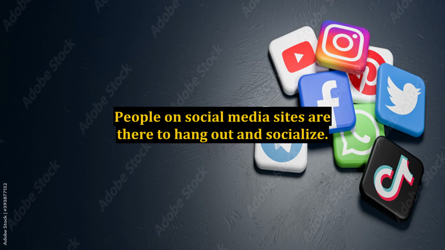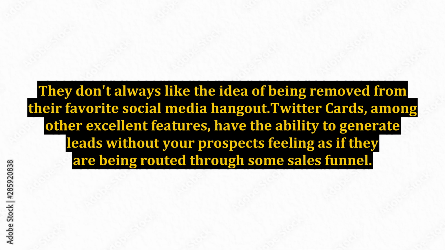People on social media sites are there to hang out and socialize. They don't always like the idea of being removed from their favorite social media hangout. Twitter Cards, among other excellent features, have the ability to generate leads without your prospects feeling as if they are being routed through some sales funnel.